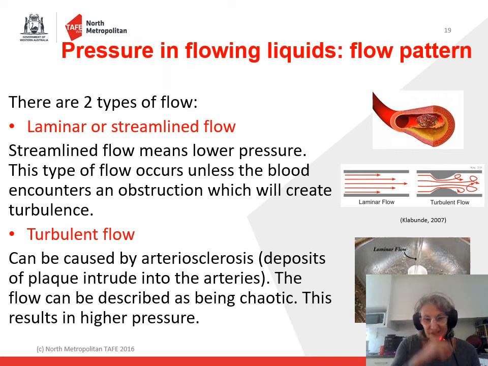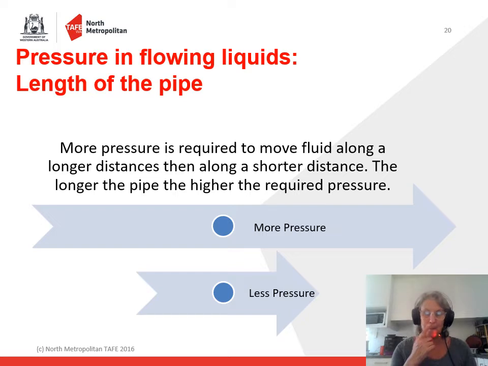And a turbulent flow, that's when you're going to have something like a bit of sclerosis inside the blood vessel. So it's creating like a rock in the water, so waves have to break around it. Once you get a turbulent flow, you get a much higher pressure, and you also get other related problems.